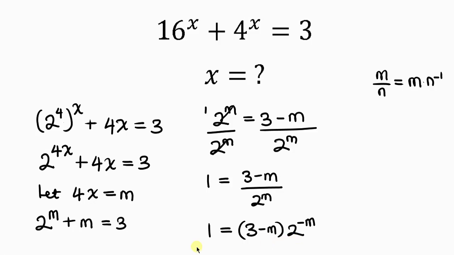Now let's flip the positions. So I'm going to be writing this on the left hand side. This is 3 minus m times 2 to the negative m, equal to, then I'll write the one on the right, equal to 1. I've not changed anything. It is still the same thing.